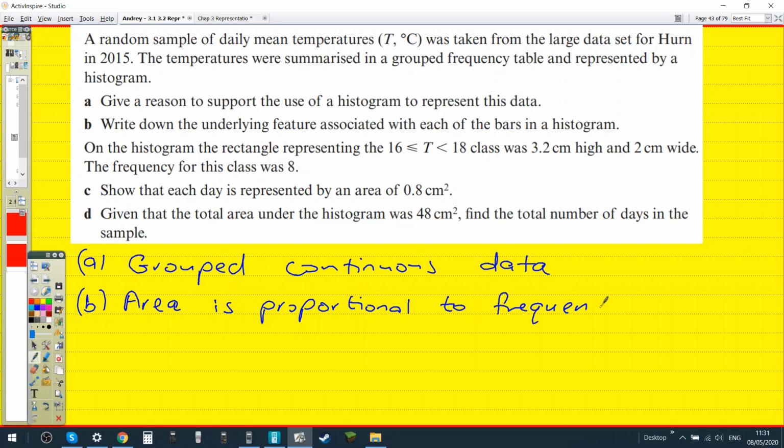So the area of the graph is proportional to frequency. Yeah. Each bar represents a proportion of the frequency. Yep. How about question C?